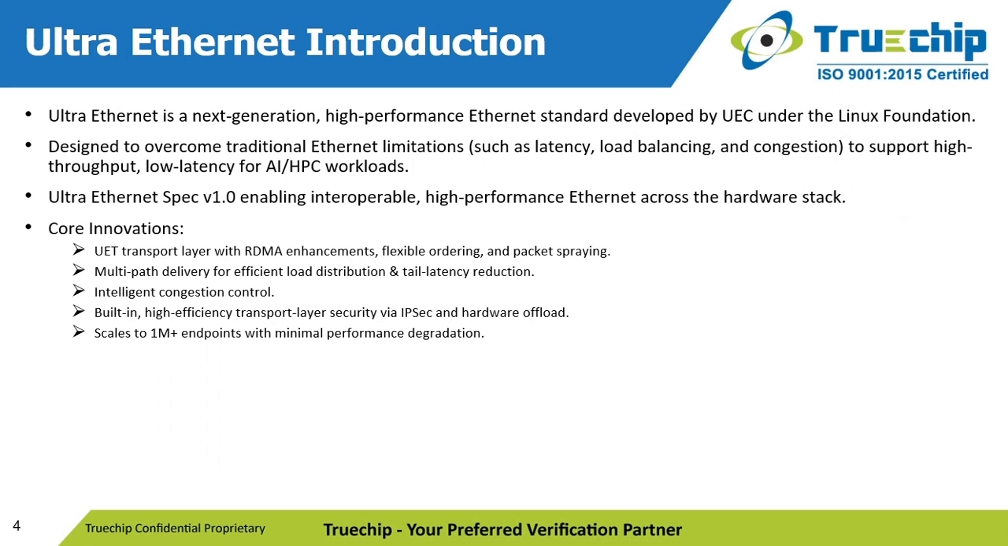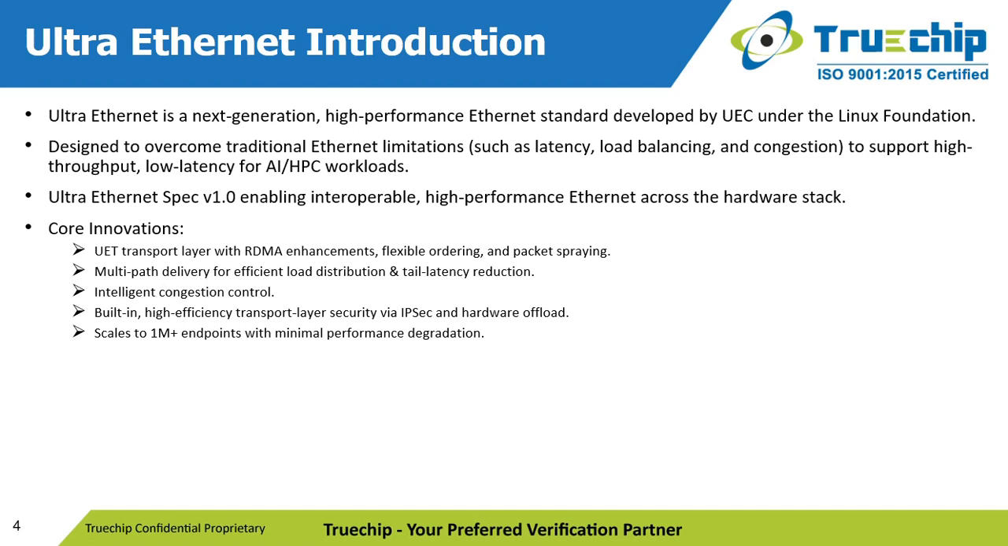What is Ultra Ethernet? Ultra Ethernet is a next generation high performance Ethernet standard developed by the Ultra Ethernet Consortium under the Linux Foundation. It is specially designed to overcome traditional Ethernet limitations to support high throughput and low latency for AI and HPC workloads. Ultra Ethernet specification version 1.0 enables interoperable high performance Ethernet across the hardware stack.